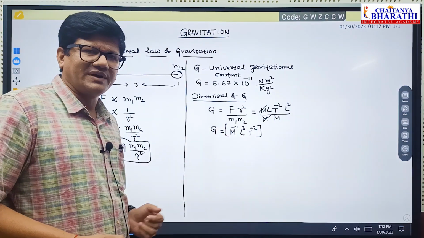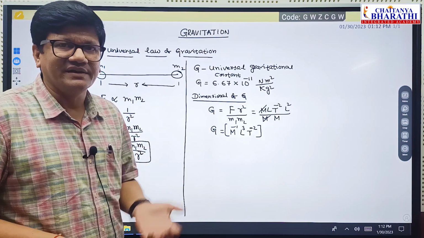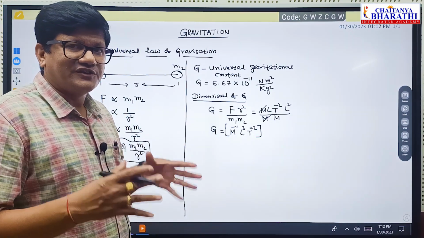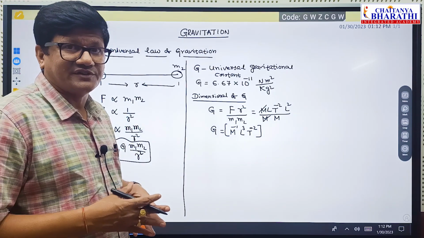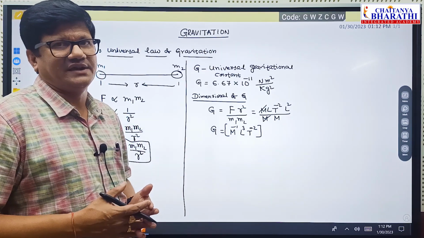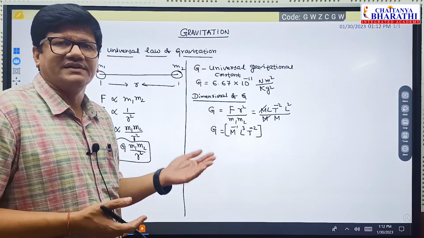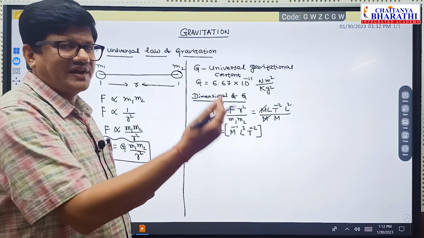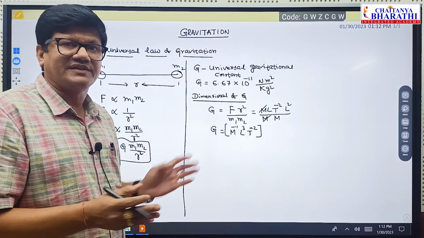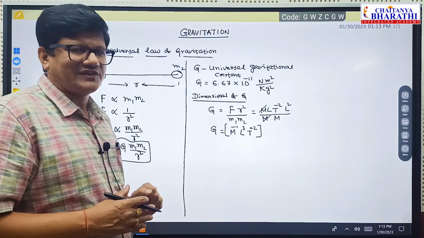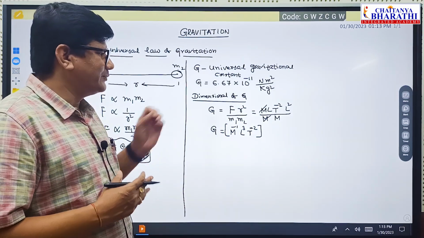This is also very important for JEE Main as well as NEET. Nowadays they are asking questions based on units and dimensions. Match the following questions are also there. In that match the following, they give some physical quantities on the left side and on the other side they give the dimensional formulas, and you match them. So that's why in those cases the dimensions of these constants are very important.